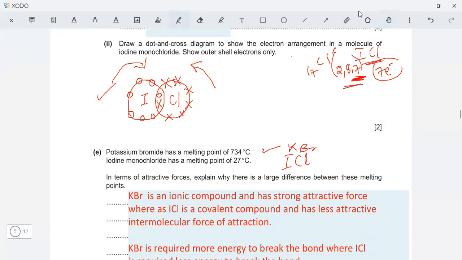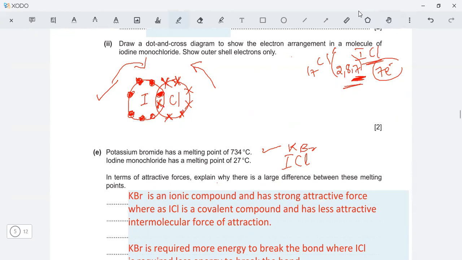So here you have to do the dot and cross diagram for iodine and chlorine. Just write iodine here and arrange the electrons. How many? 7 electrons here. Let's say it is a dot. Here 1, 2, 3, 4, 5, 6, and here 7. For the chlorine atom also you have to take 7 electrons, because both of them are from the halogen group, group 7. So this cross is actually the electrons of chlorine. 1, 2, 3, 4, 5, 6, and here 7.